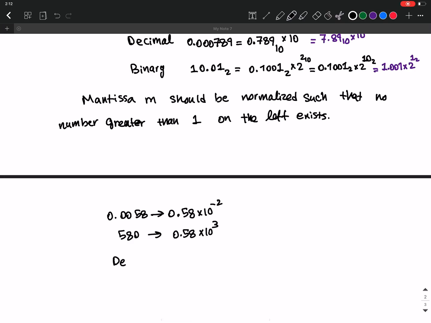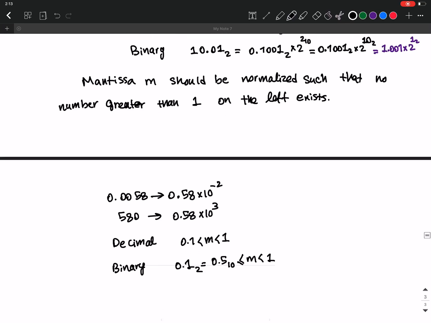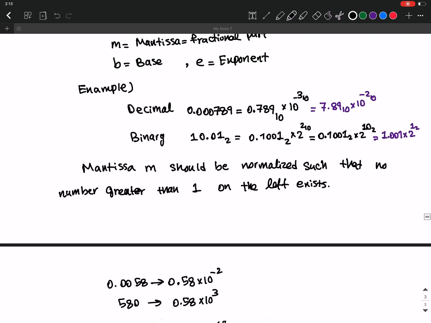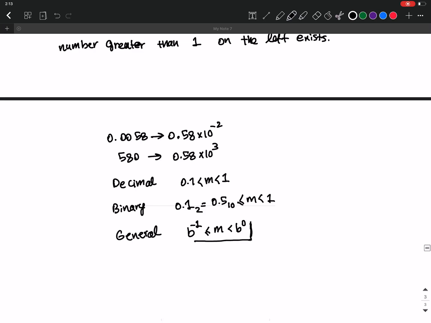So in decimal numbers, this is our convention: M should be between 0.1 and 1. And in binary numbers, this should be between 0.1 in base 2, which is 0.5 in base 10, and 1. And in general, for any base, M should be between b to the power minus 1 and b to the power 0. Okay, so this is how the mantissa should be: the range of mantissa.